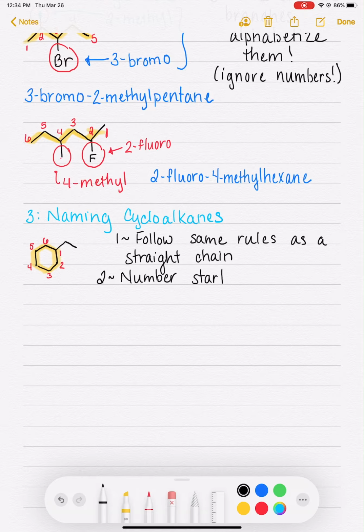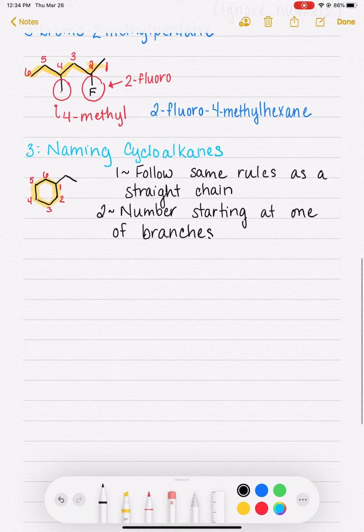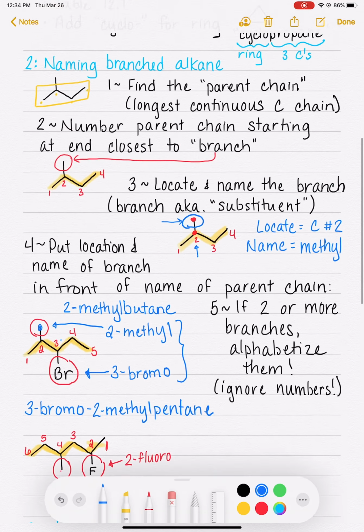So we are going to number starting at one of the branches. We're going to look at examples with more than one branch, so you'll know what to do in that case. So we get to pick carbon number 1. And then from there on out, it's the same as it would be for a regular straight chain alkane. So we locate our branch. There's our branch right there. We find its position. It is on carbon number 1. And we name it based on how many carbon atoms are in that branch.